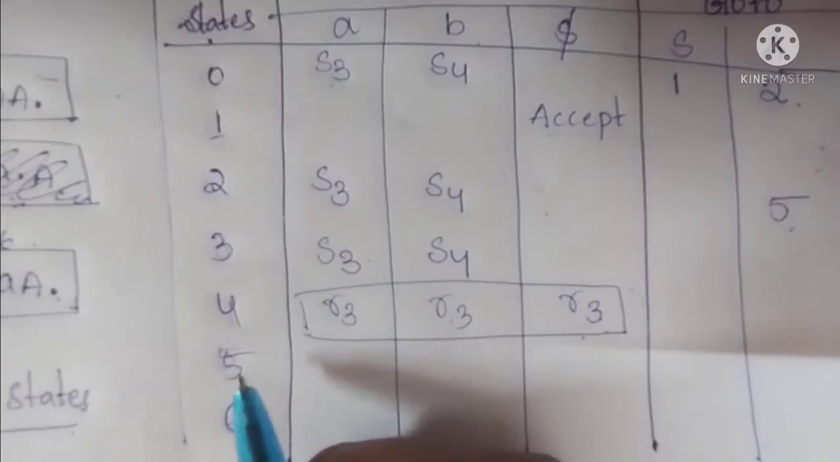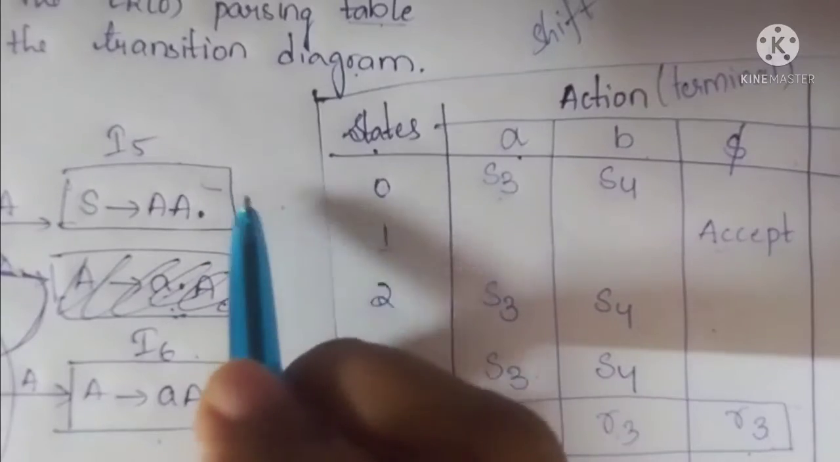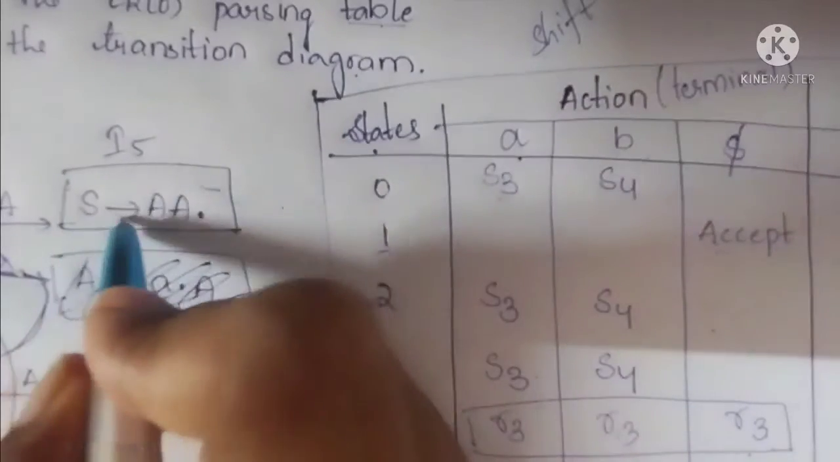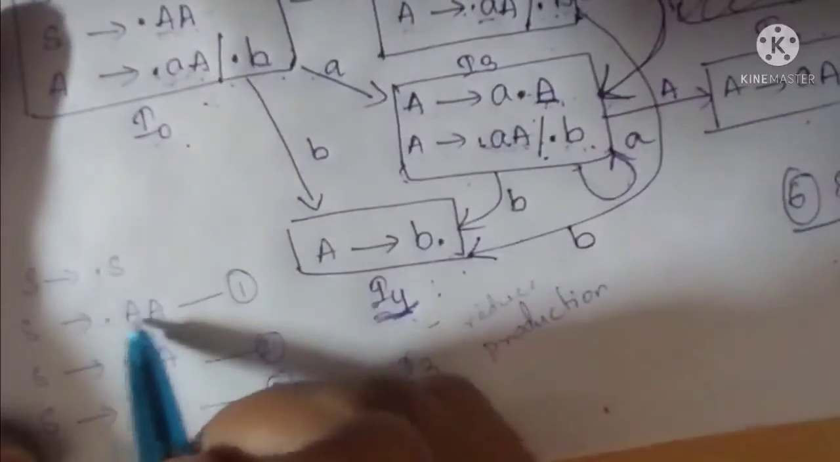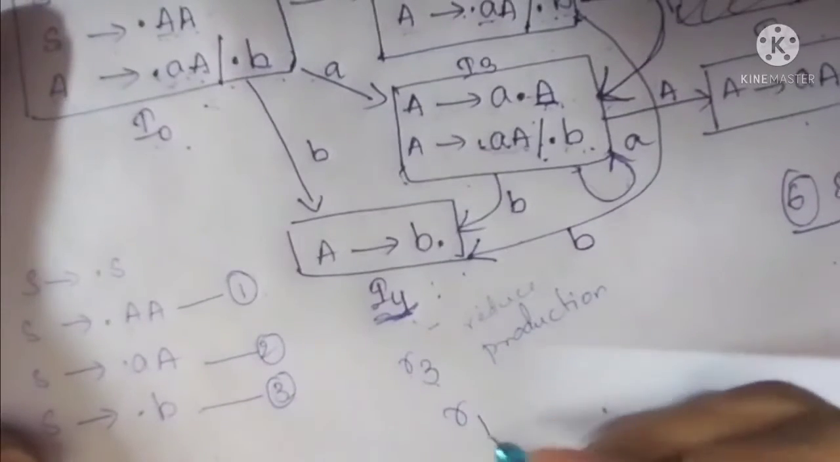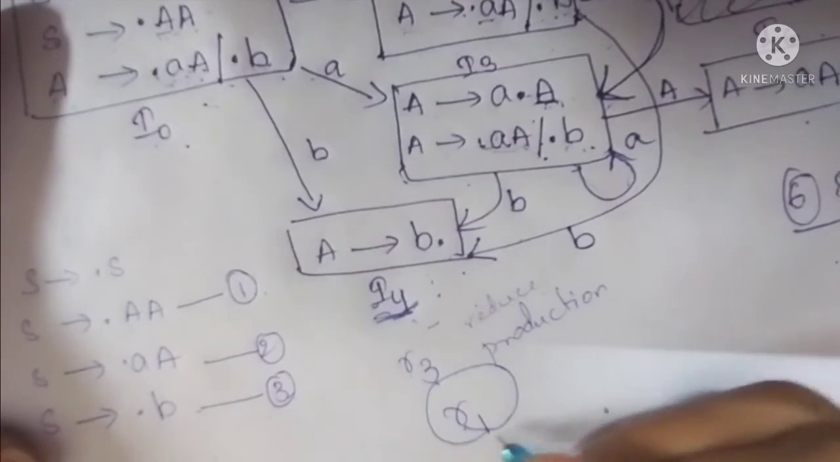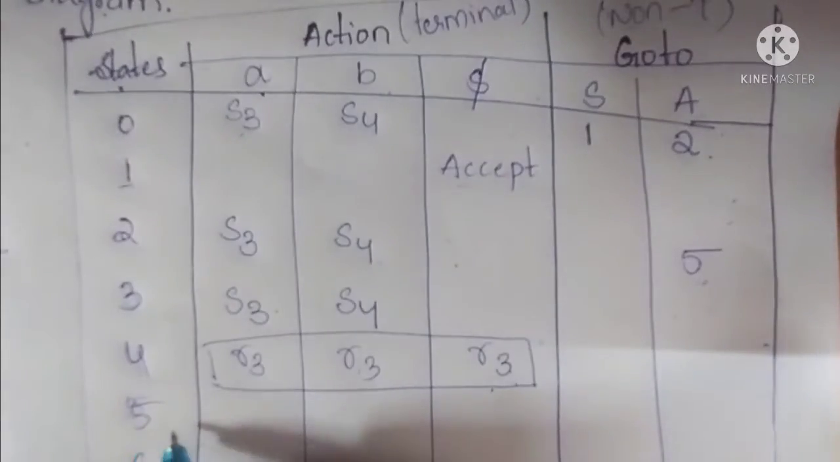Take the fifth state, I5. Check out the fifth state. The fifth state is also a final state, so you have to perform the same for this also. S tends to A is numbered as which production? S tends to A is the first production, so R1. First production means R1. This R1 you have to write in the complete row.